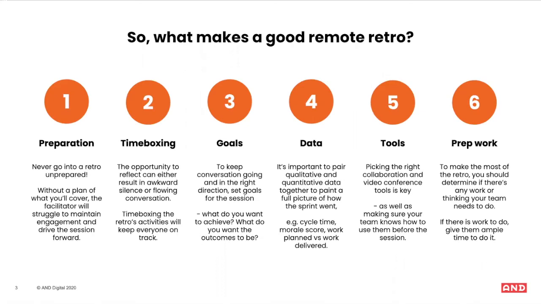Make sure that you're really clear about the goals, what do you want to achieve by the end of that hour together. And what data do you want to bring to the table to paint a really full picture of how the sprint went? So you need to pair both the qualitative data, how people perceived the sprint to go, how they felt it went, with the quantitative data like cycle time and what your morale score is, for example.